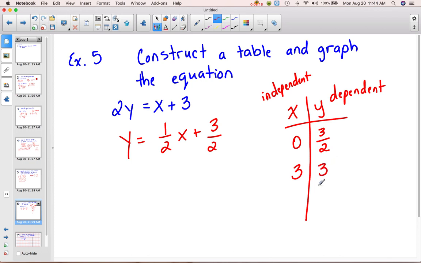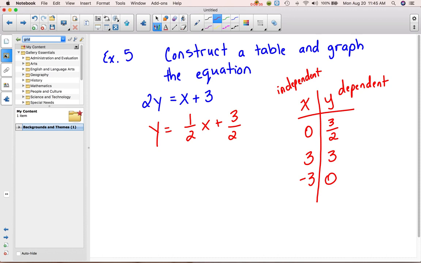And let's just pick one more value just to double check. I'm going to pick a negative value, I'll do -3. So if I plug in a -3, I get -3/2 plus 3/2 is 0. So those are some nice points that I can pick. And then we're going to go ahead and graph that.